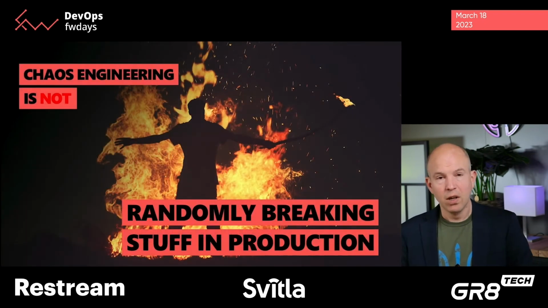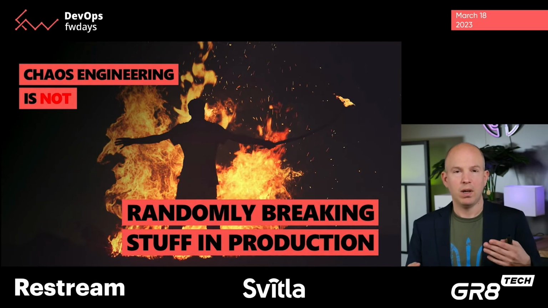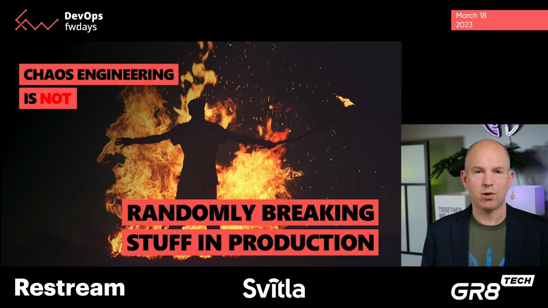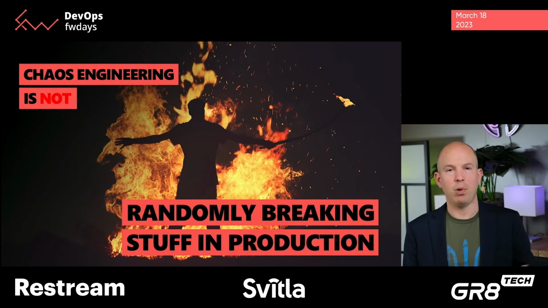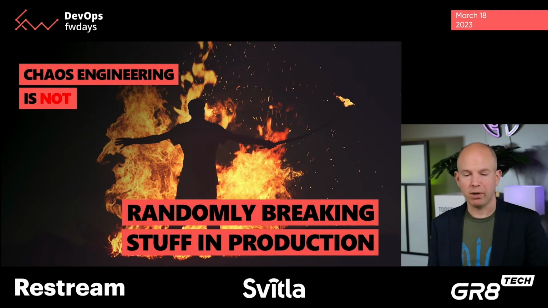So what chaos engineering is not is just randomly killing servers in production, because that's what I often hear when I ask people, what is chaos engineering? That's the opposite of chaos engineering. It's just chaos without the engineering part.